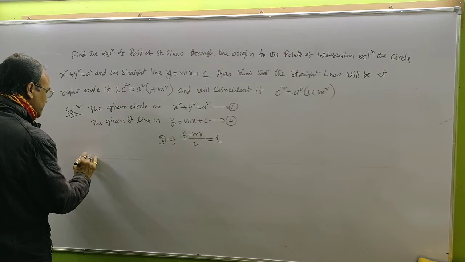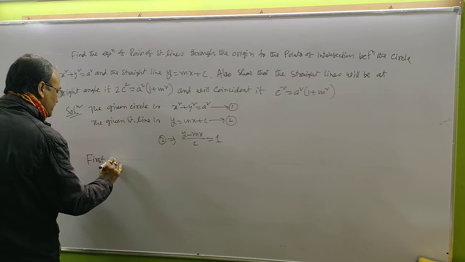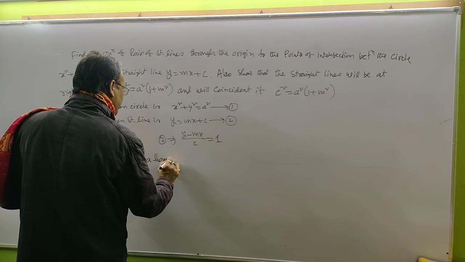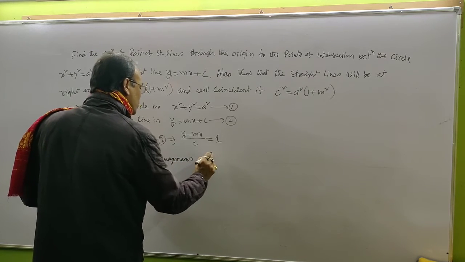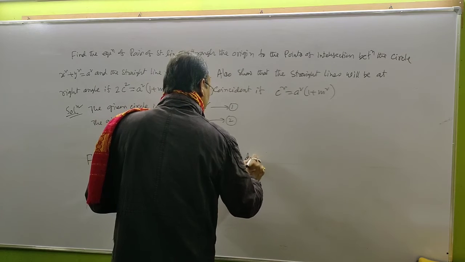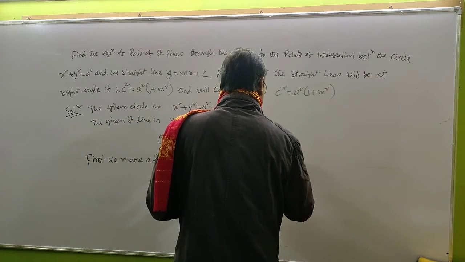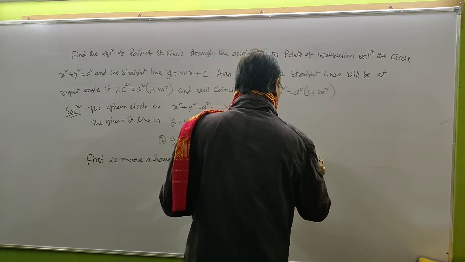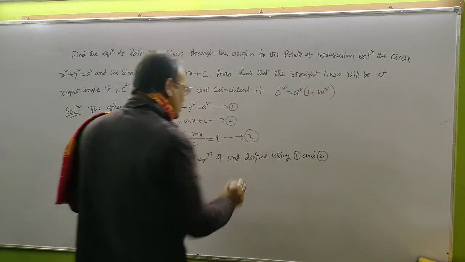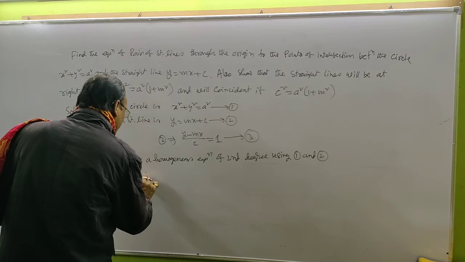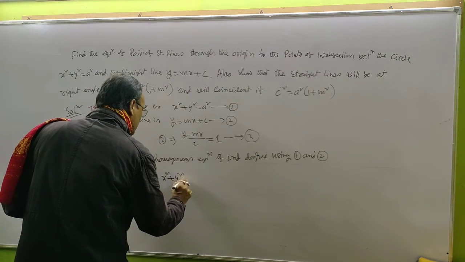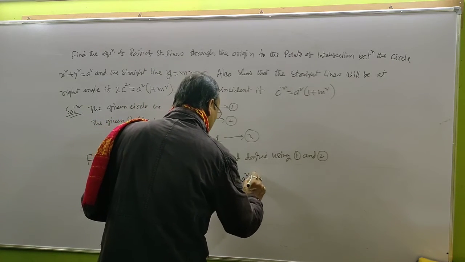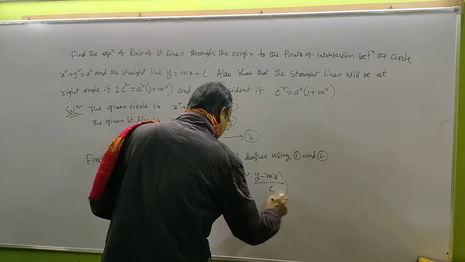Now, first we make a homogeneous equation of second degree using 1 and 2. Now 1 implies x square plus y square equal to a square. This means x square plus y square equal to a square into (y minus mx divided by c) whole square.